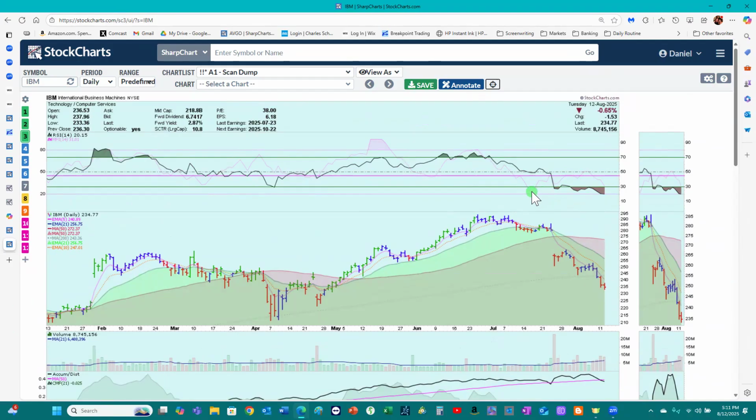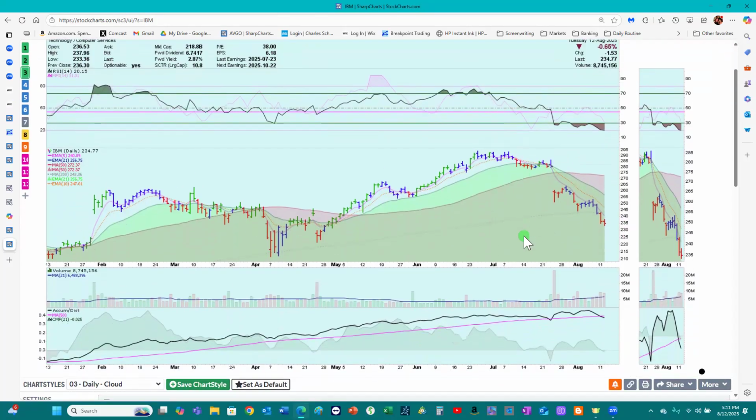But just because it comes down and then starts to move higher is not necessarily meaning that I should be in it. I want to see it get above this 45 line decisively. And it didn't do that. It continued to go down. So that's the way I would use that.